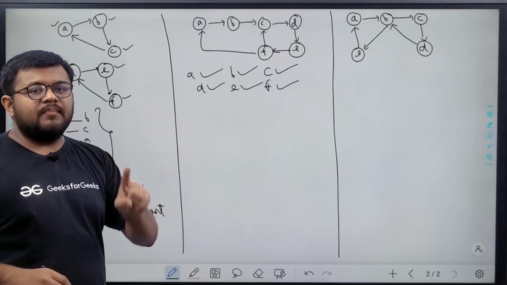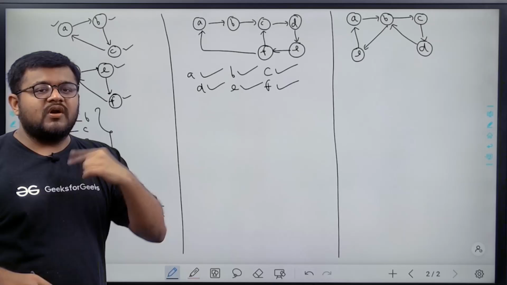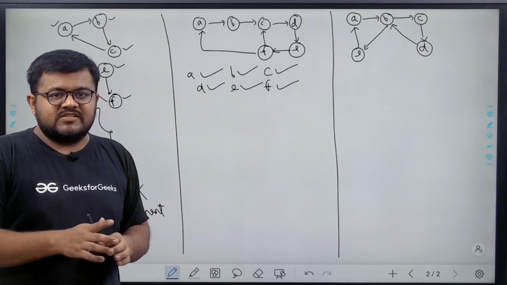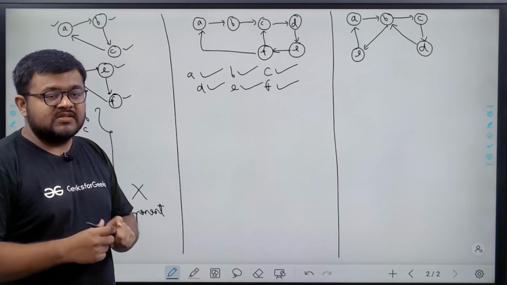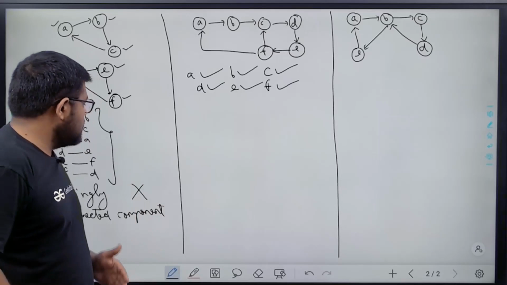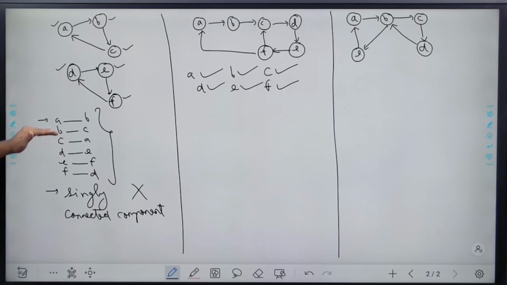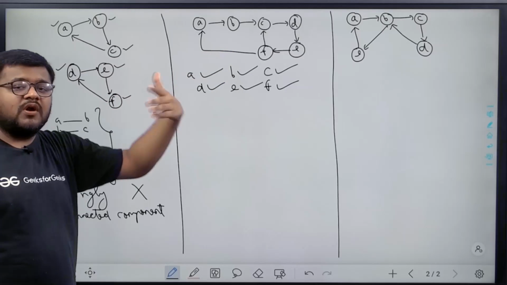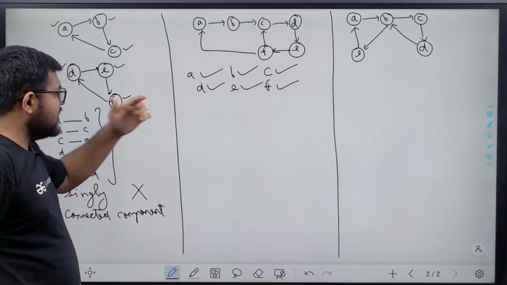But here the in degree is not equal to out degree for every vertex. Remember, it should be true for every vertex. Now see here what was happening. It was resulting in two different connected components because of these strings. So when in degree is not equal to out degree, what is the problem that we will get? Let's have a look at it.